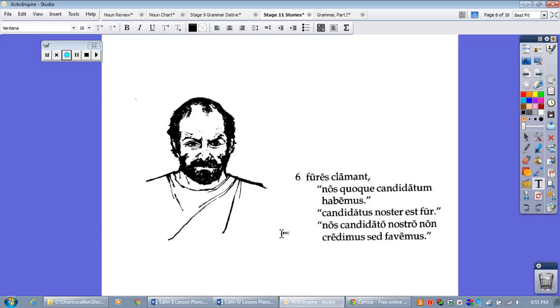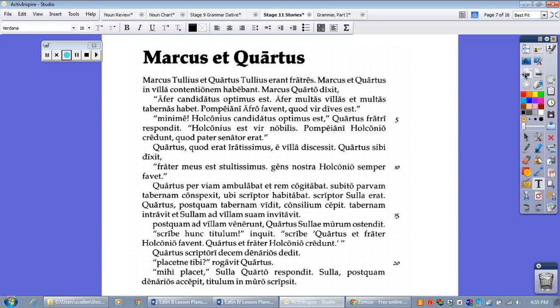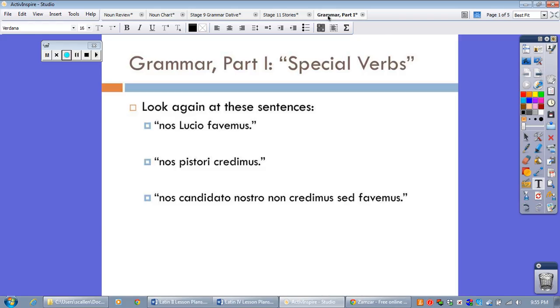Hey, very nice. And candidato there is in the dative case, okay? As kind of acting like a direct object. Oh, but it's not. It's in the dative. It's weird. Okay, moving on.